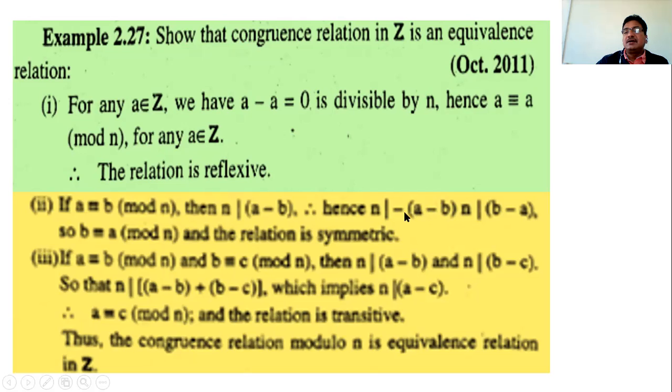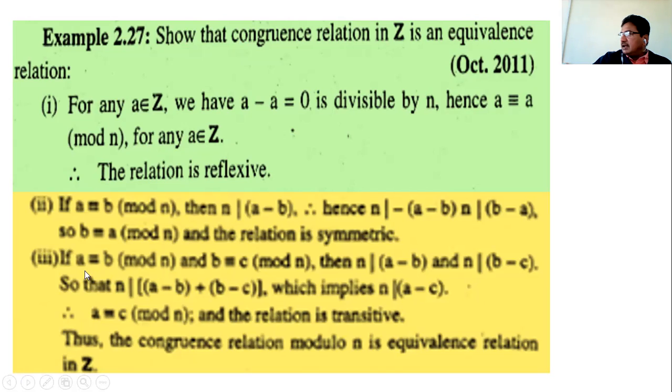And this negative of (a minus b) is b minus a. So n divides b minus a, which implies b is congruent to a modulo n, and therefore the relation is symmetric. That is, if a is congruent to b modulo n, then b is congruent to a modulo n. If a is related to b, then b is related to a, and therefore the relation is symmetric. Now we have to show this congruence relation is transitive.